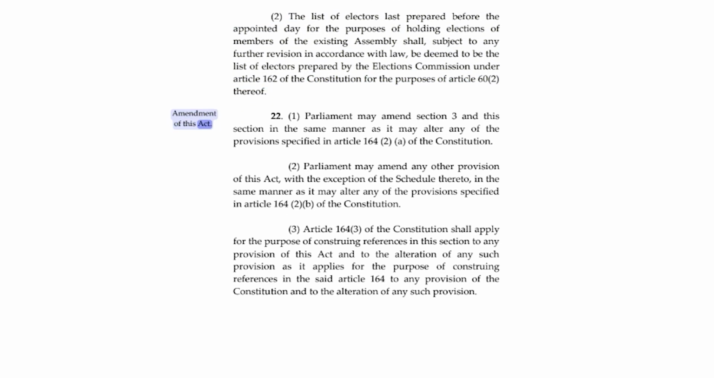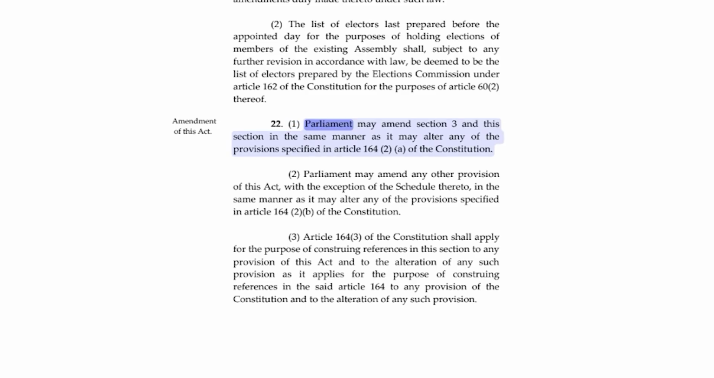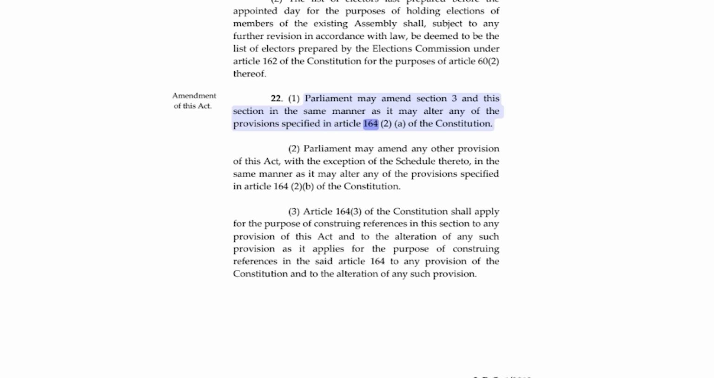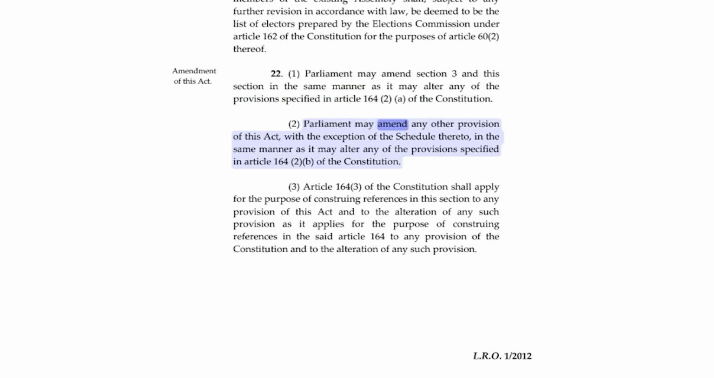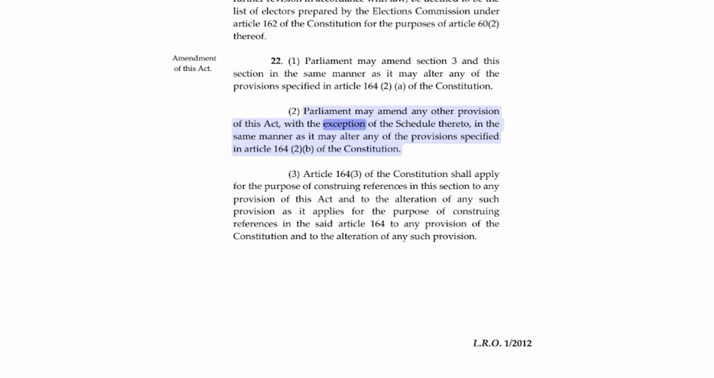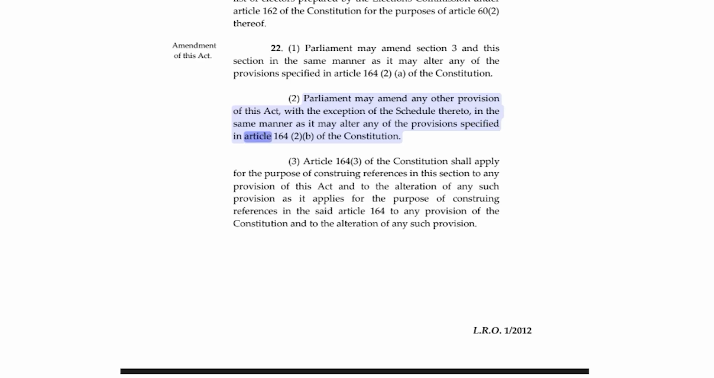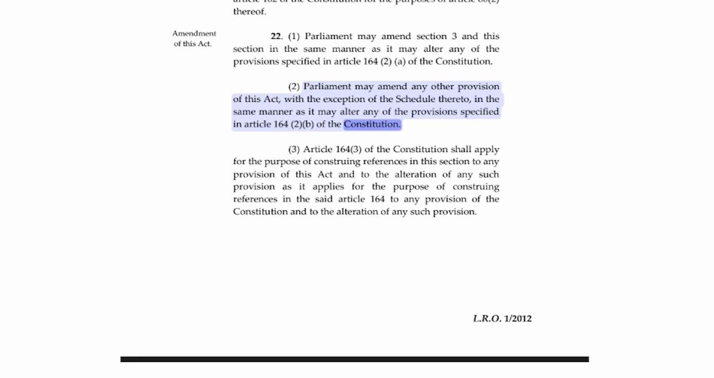Amendment of this Act. 22. 1. Parliament may amend Section 3 and this section in the same manner as it may alter any of the provisions specified in Article 164(2)(a) of the Constitution. 2. Parliament may amend any other provision of this Act, with the exception of the schedule thereto, in the same manner as it may alter any of the provisions specified in Article 164(2)(b) of the Constitution.